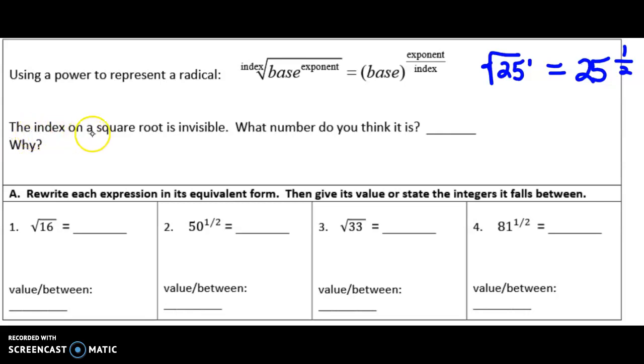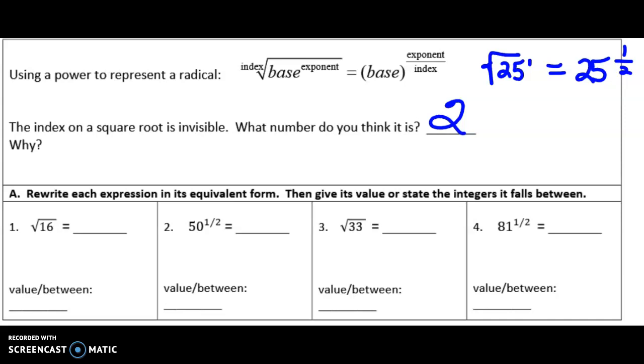And it says the index on the square root is invisible. What do you think that means the number should be? The number should be a 2. That's just the one we use the most often. You can have the cube root, which means what number times itself 3 times in a row. Like the cube root of 8 is 2 because 2 times 2 times 2 is 8. More than we need to know right now. But the big idea is that the square root of 25 is the same thing as 25 to the 1/2 power. Those things are interchangeable.